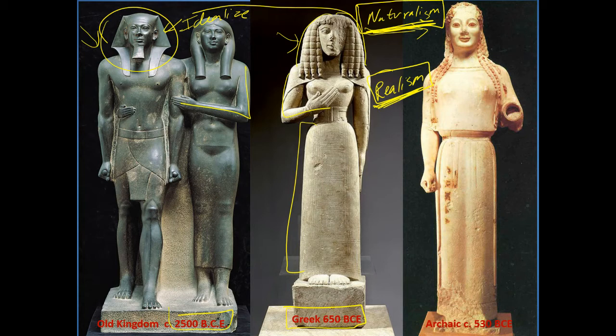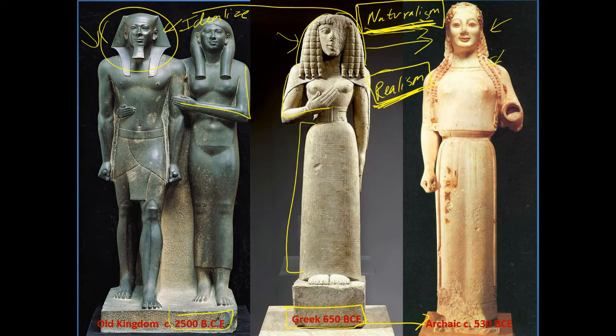So those are worth sort of differentiating between. Here we see a rapid shift and a rapid change from 650 to 530. That's about 100 years. A rapid shift towards more naturalistic figures. And this one also is painted.